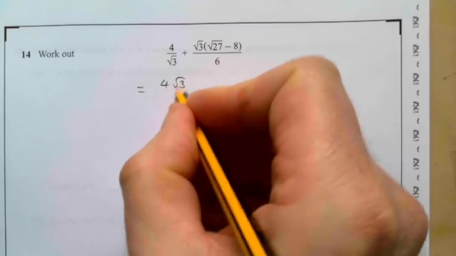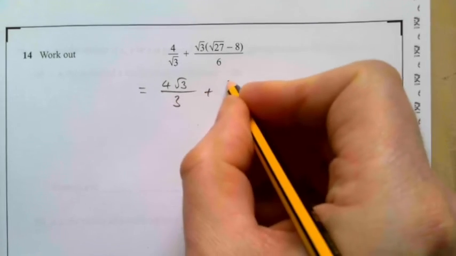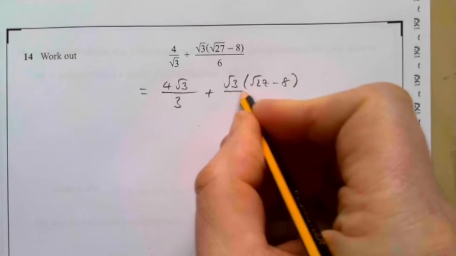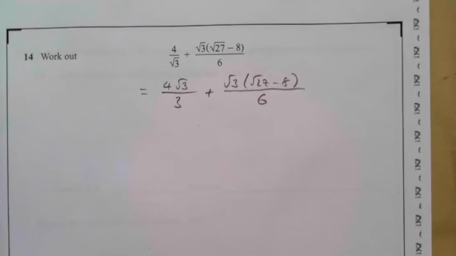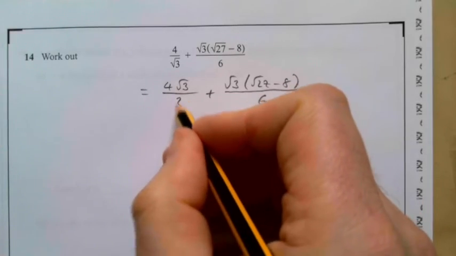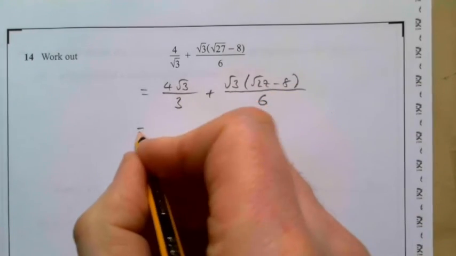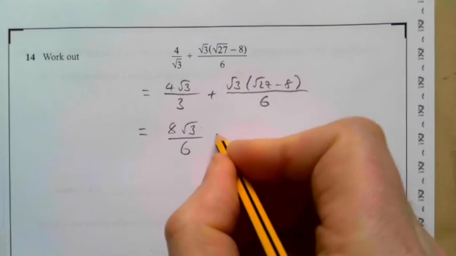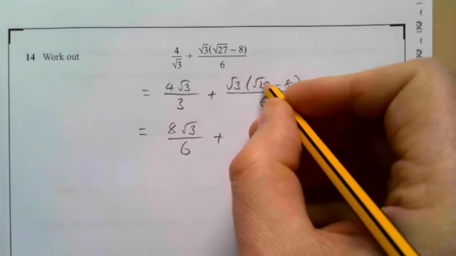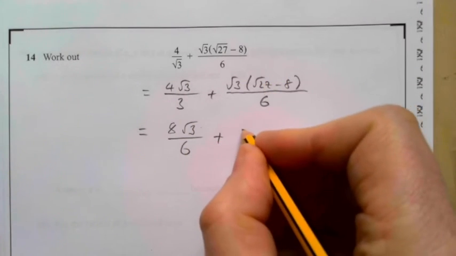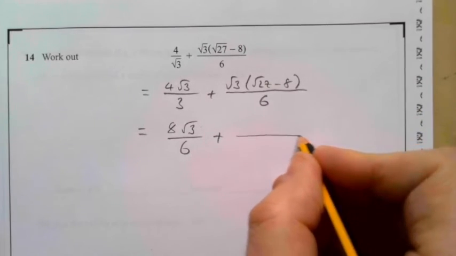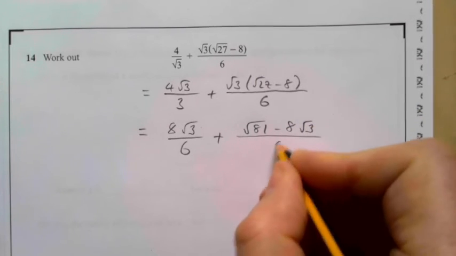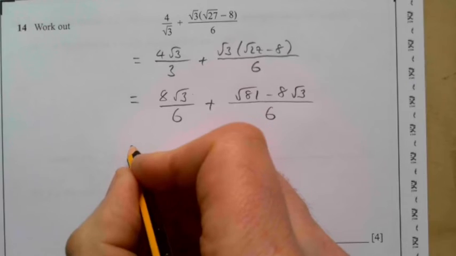So that would give me 4 root 3 over 3 plus root 3 root 27 minus 8 all over 6. Again, I'm going to times top and bottom of this one by 2. I'm also going to multiply out this bracket, see if we can start to tidy things up. So it's going to be 8 root 3 over 6. Root 3 times root 27 gives root 81. So let's just write it in. Root 81 minus 8 root 3. That's all over 6. We now have the same denominator, so we can join everything together.